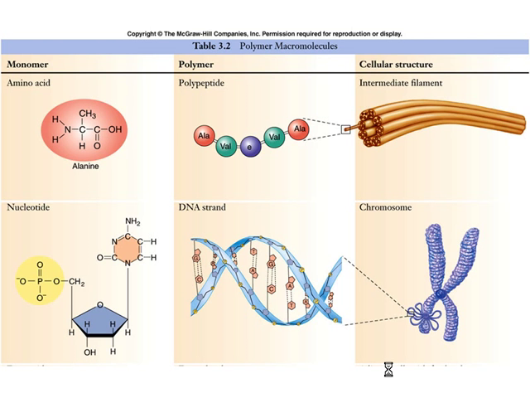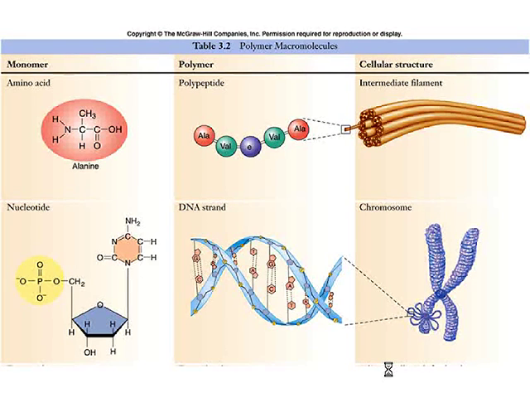Here are examples of the monomer. What does mono mean? One, and so polymer is many. The monomer and the polymer of the 4 macromolecule groups. Okay, here we are with proteins. Okay, the monomer is an amino acid. The polymer is a polypeptide. Of course, and then we have the intermediate filament, which is the cellular structure, the macromolecule.